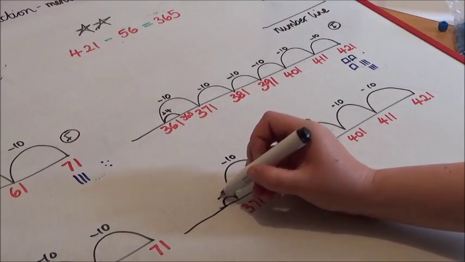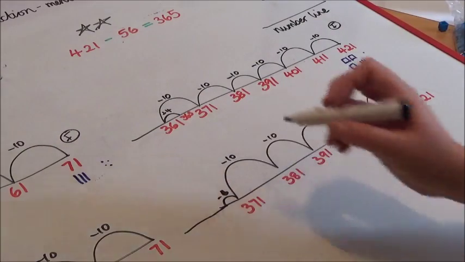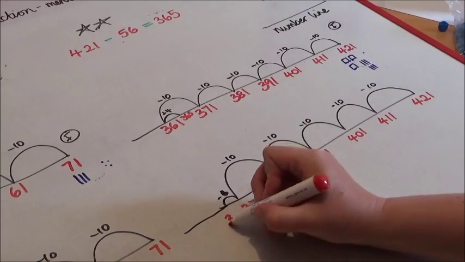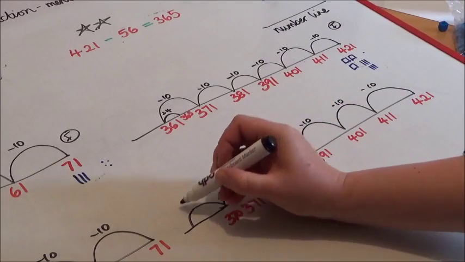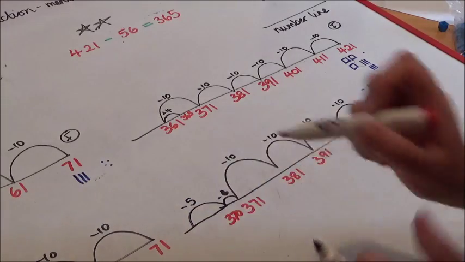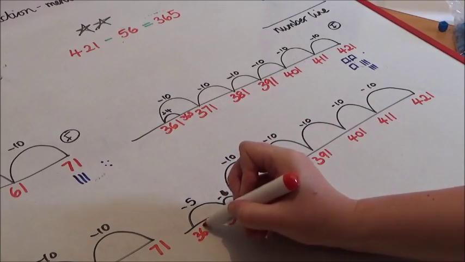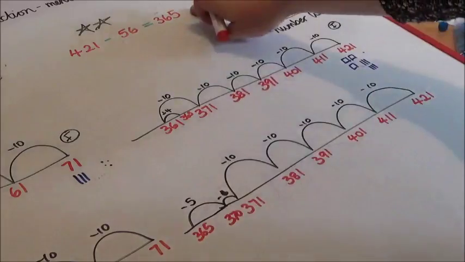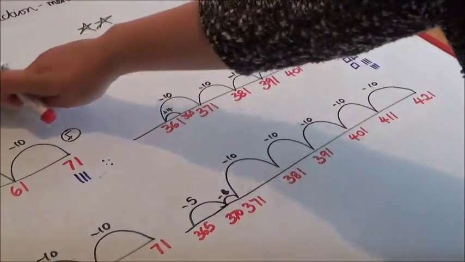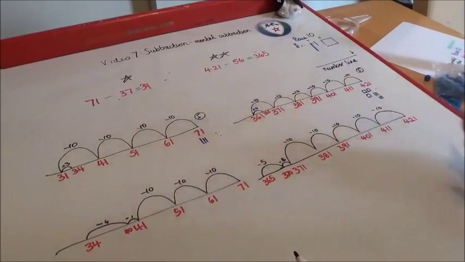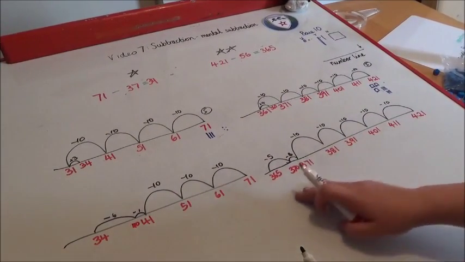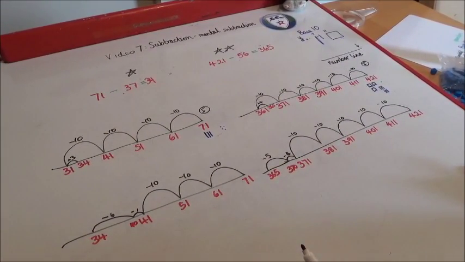So I'm going to take off the 1 to get me to 370. Then I'm going to take off the 5 to get me to 365. Both giving the same answers, but doing them in different ways. Fluency one's got less steps to it, but you can also do it taking off the tens and the units.